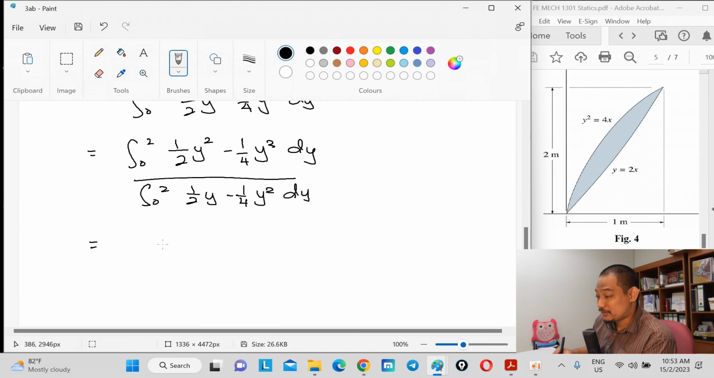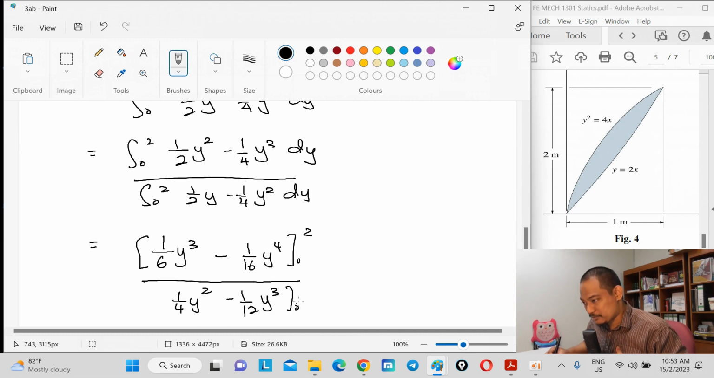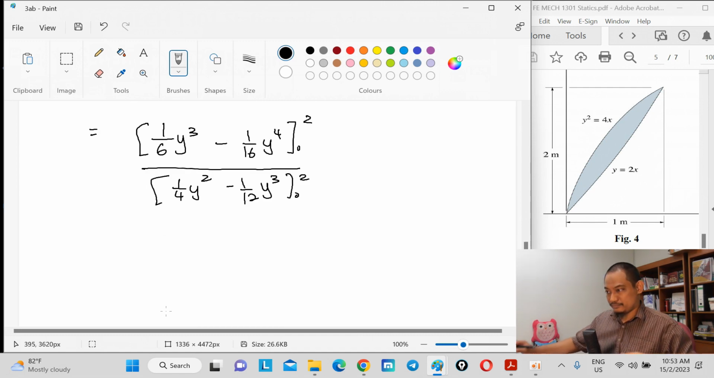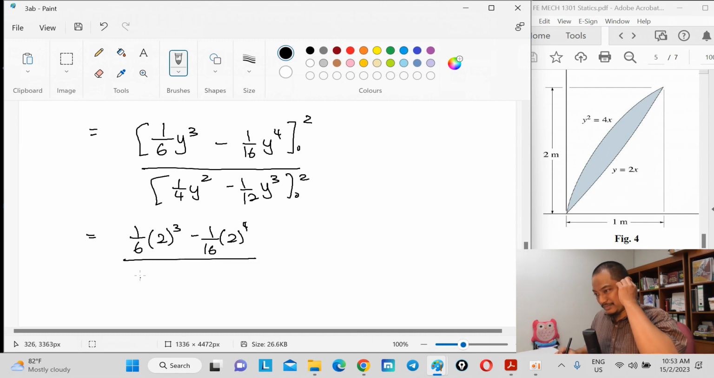Okay. y squared, y cubed. So 1 over 6 y cubed minus 1 over 16 y to the power 4, from 0 to 2, divided by 1 over 4 y squared minus 1 over 12 y cubed, from 0 to 2. So it's basically 1 over 6 times 2 to the power of 3 minus 1 over 16 times 2 to the power of 4, divided by 1 over 4 times 2 squared minus 1 over 12 times 2 to the power of 3.